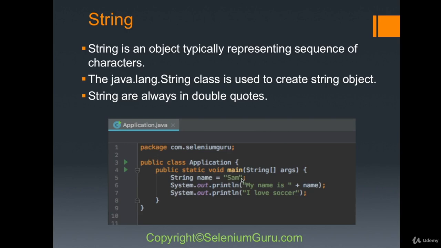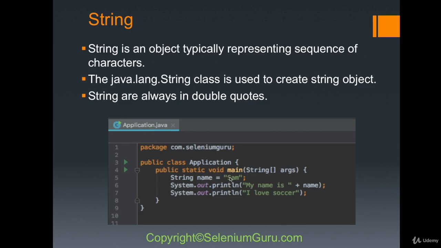So you're holding the sequence of characters. That's why it's called a string variable: you have a name, and it holds a sequence of characters. Now, if I want to print out this name, all I need to do is System.out.println, just like we did in our previous lecture.